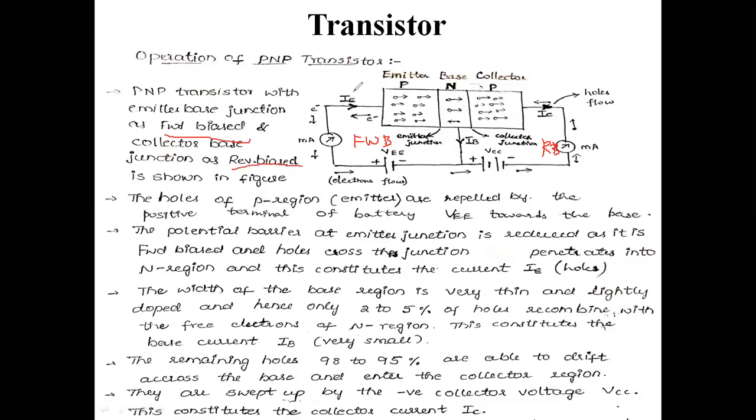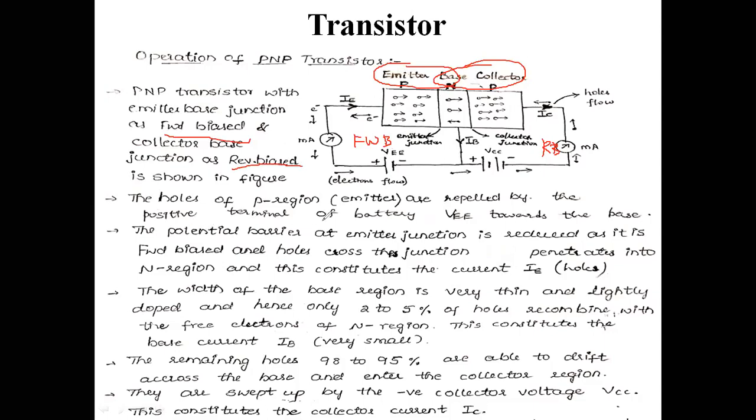Emitter base junction is forward biased and the collector base junction is reverse biased. That means this is the emitter and the base combination as well as the collector and the base combination. Emitter base junction is forward biased and collector base junction is reverse biased, as shown in the figure.